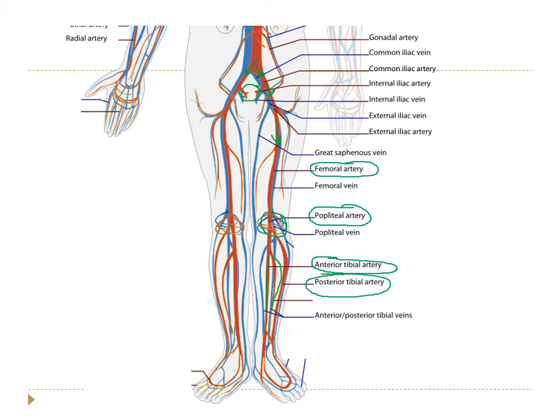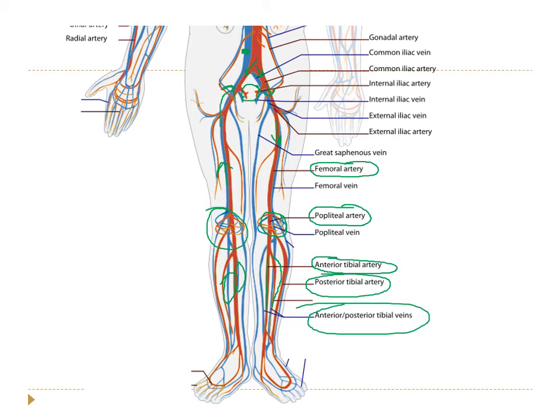As we look at veins, again, we're going to have an anterior and a posterior tibial vein, then a popliteal vein, femoral vein, and then that's going to drain into your external iliac vein, and then your common iliac vein, and then your inferior vena cava right there.